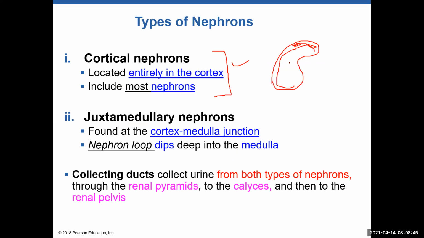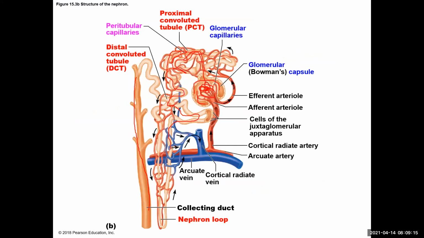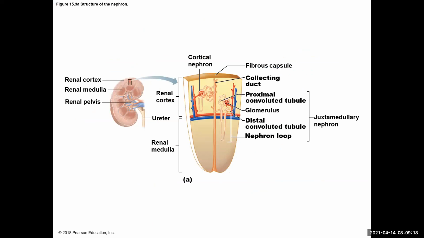Okay, and then what are the juxtamedullary nephrons? Juxta means next to or beside. So these nephrons are present next to the medullary area, called the juxtamedullary nephrons. They are present close to the medulla. Let me show you how the nephron looks. This is present in the cortex-medulla junction. Look at this. This is a juxtamedullary nephron.